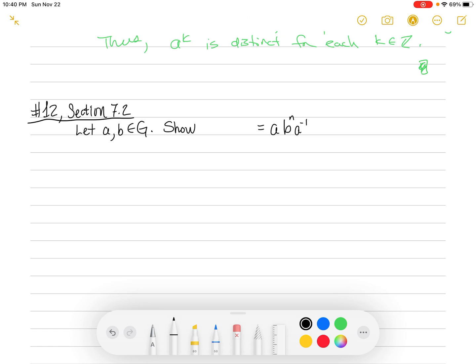So A B A inverse, all of that raised to the nth power. This is for any integer n: positive integers, negative integers, and 0. Let's actually do it for all three. Most of the time I just do it for the positive because that's the easy case. Proof. So let's take a positive integer n.